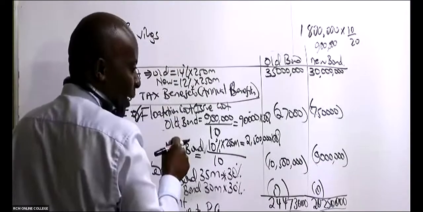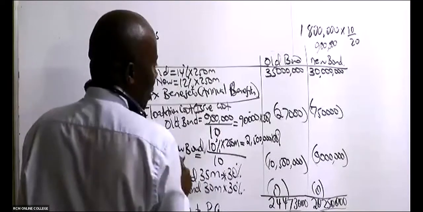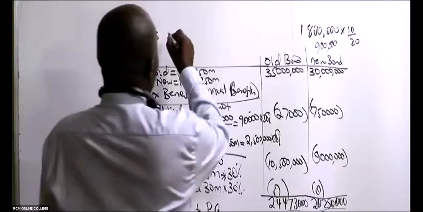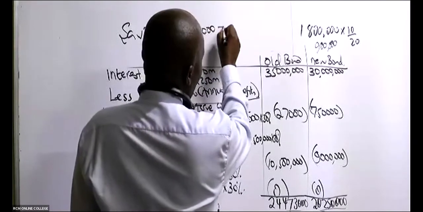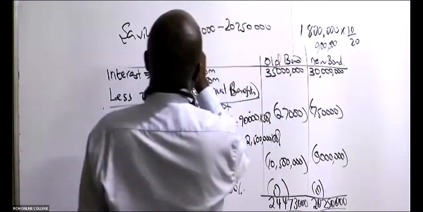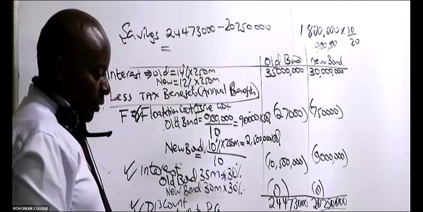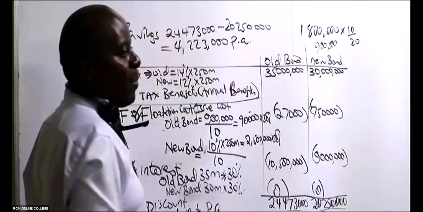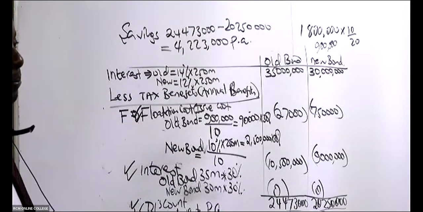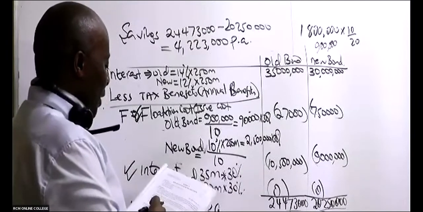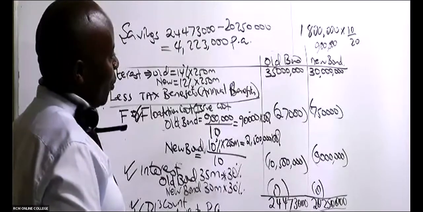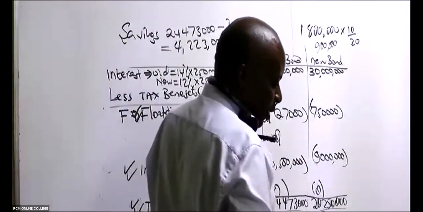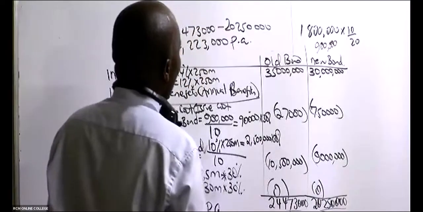If we retire, if we refinance, if we go for this new bond, any question, please feel free to ask questions. I'm always happy to help. So the savings are 4,473,000 minus 250,000, which ends up being 4,223,000. And remember, this is per annum. That is what they were asking you to do in Roman 2. Now, in Roman 3, they want you to get the net present value.